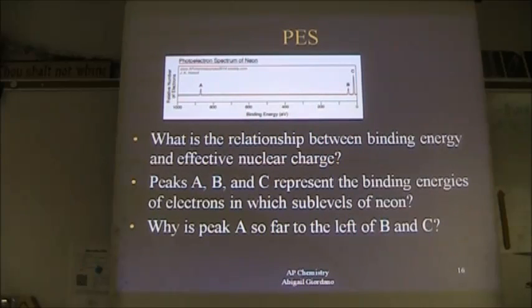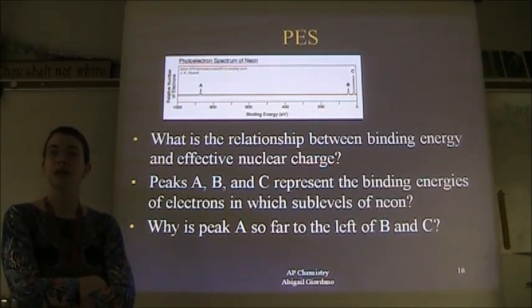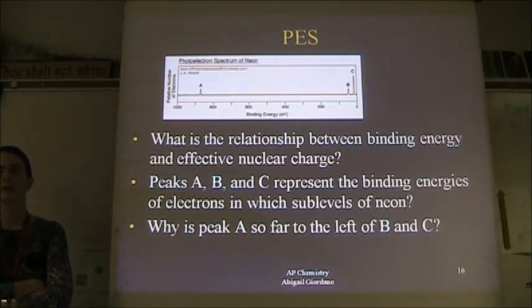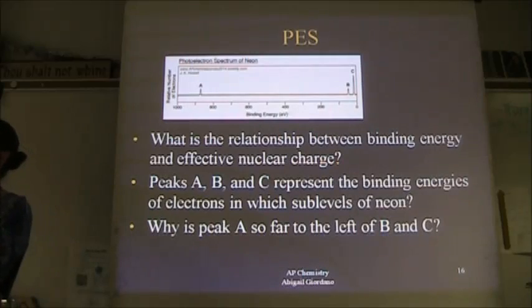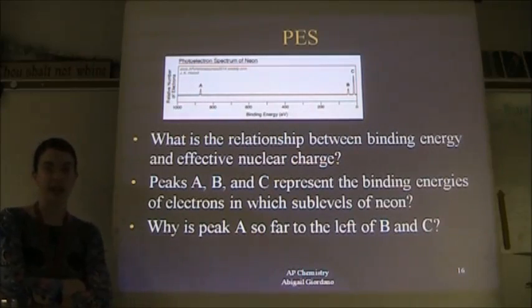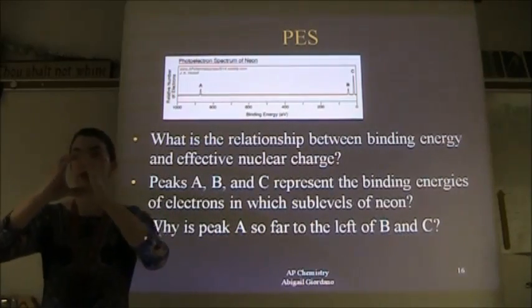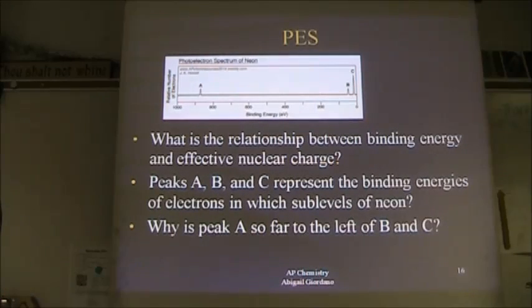Why is peak A so far to the left of B and C? Let me ask it another way. Why does peak A have such a greater binding energy than B and C? It's not just because it's a core electron, there's a bigger reason. It's on which energy level, first of all? It's on the first energy level. What is it experiencing that is so much greater than B and C? A much stronger effective nuclear charge. That's why it's so far to the left. It is one whole energy level closer to the source of that magnet. Okay?